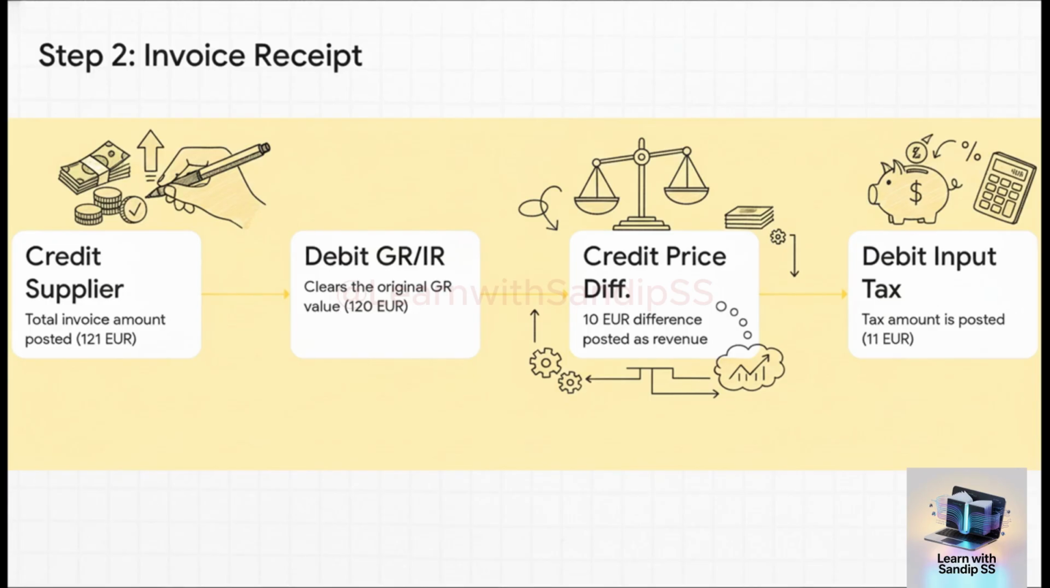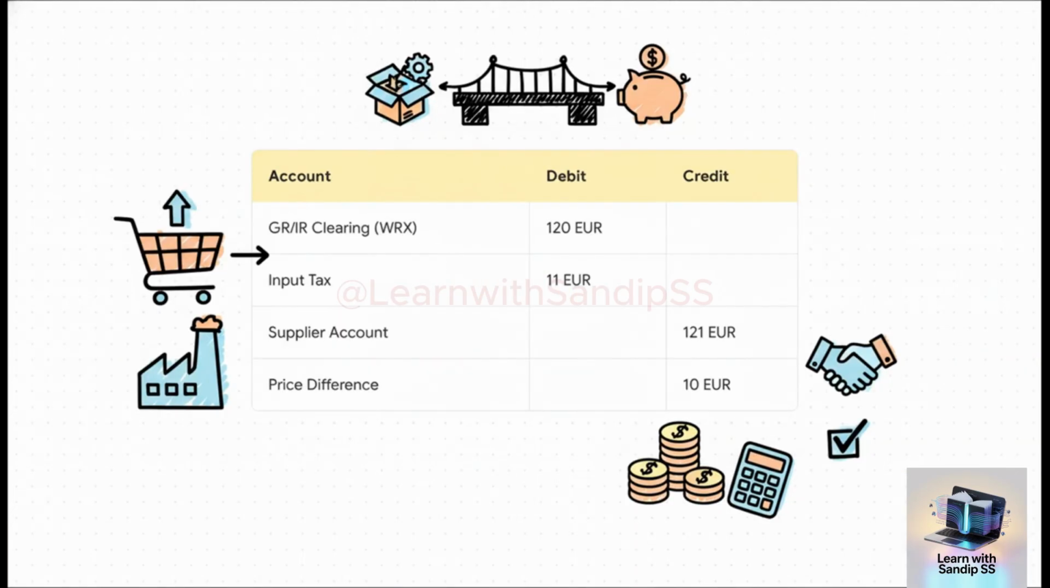Next, it debits that GR/IR clearing account to reverse the original 120 euro entry from the goods receipt. Third, that 10 euro price difference, since the invoice was lower than we expected, is now correctly posted as revenue. Nice. And finally, the tax amount of 11 euros is posted to the input tax account. And here is the final accounting view for the invoice. Let's just check the balance.